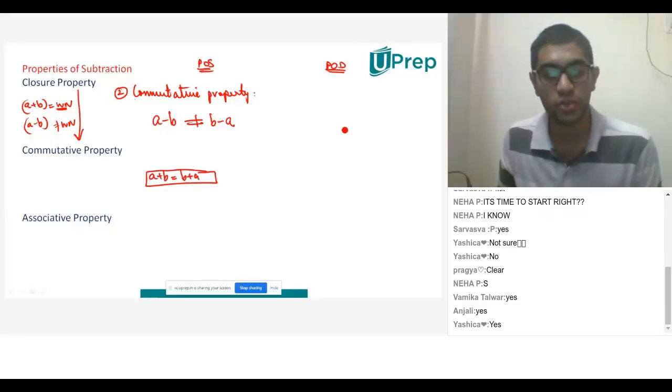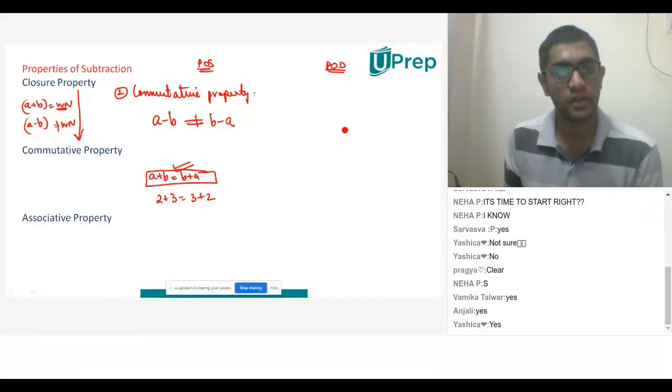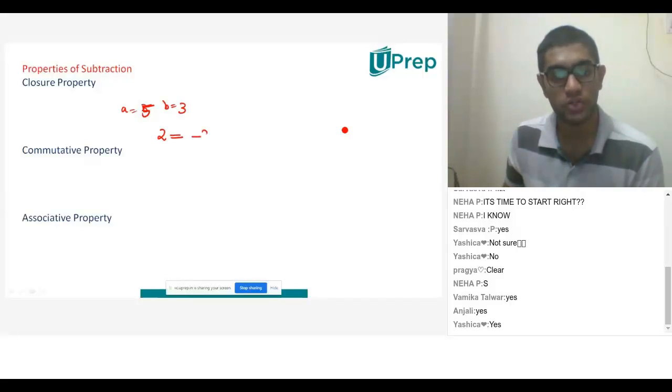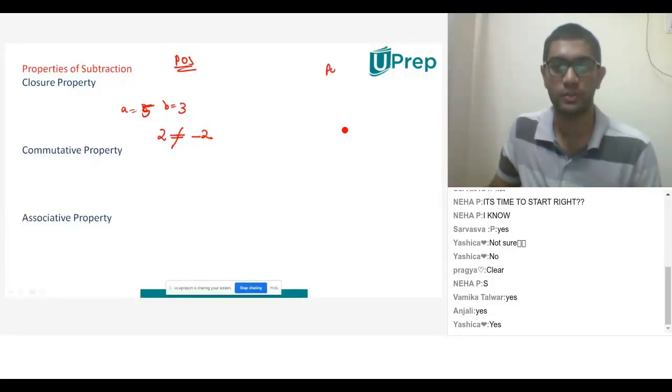But now let's look at the commutative property. What was the commutative property in addition? A plus B is equal to B plus A. 2 plus 3 is equal to 3 plus 2. But what about commutative property in case of subtraction? A minus B is not equal to B minus A. For example, A is equal to 5, B is equal to 3. What is A minus B? 2. What is B minus A? Minus 2. Are both of them equal? No, they are not. As simple as that. This is the commutative property of subtraction.